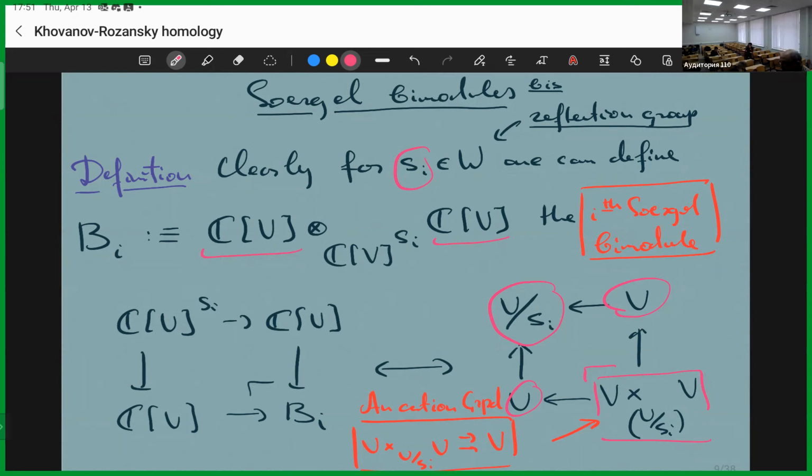Okay, so we fix a set of generators, each of which is a reflection, and we construct Zergel bimodules for each of these generators. Great. All right.